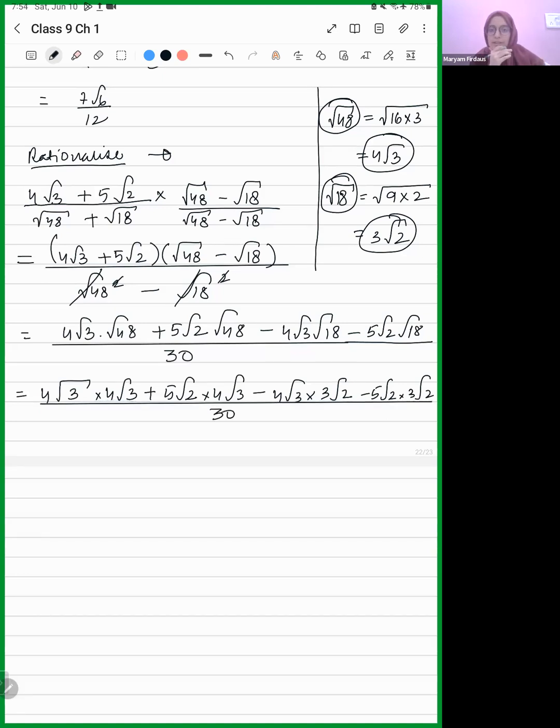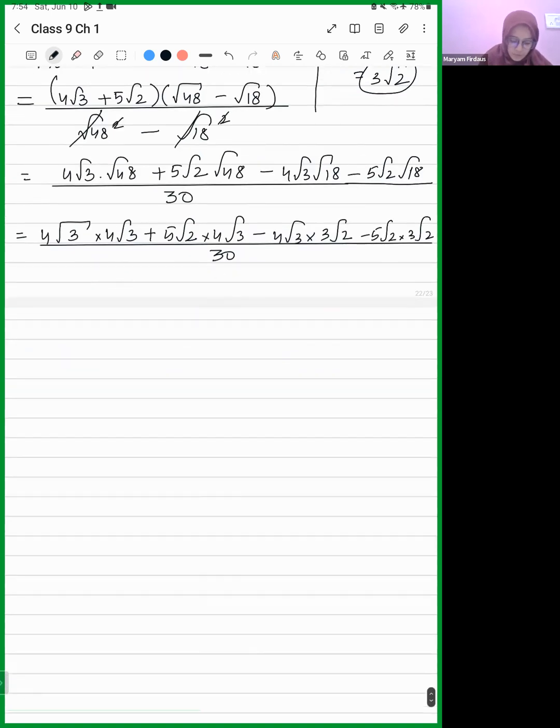Are you done till here? Yes, ma'am. Okay. Now tell me what should we write next? Now we can cancel 4 root 3 and minus 4 root 3. Wait, what? But these are one term. It's not 4 root 3 minus 4 root 3. This is 16 into 3 minus 12 into root 6. So you cannot cancel them. Are you understanding the difference?